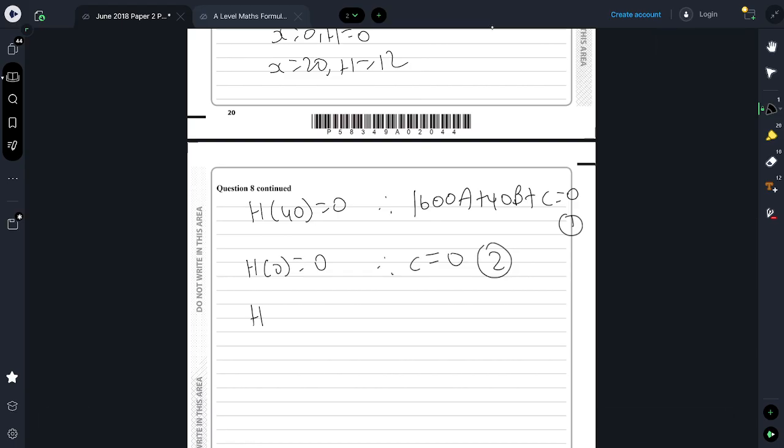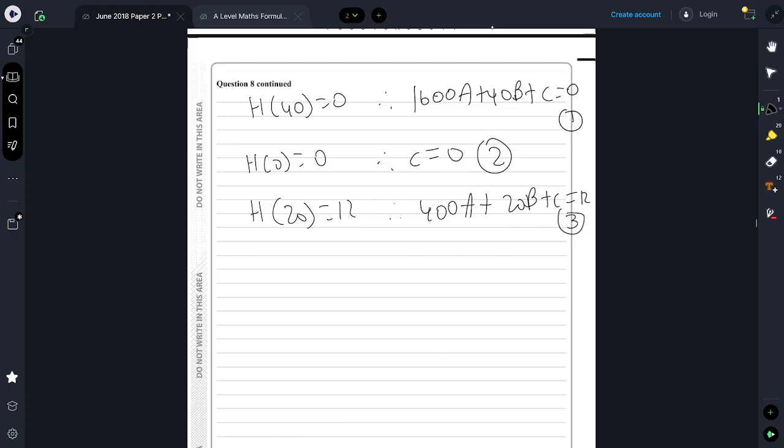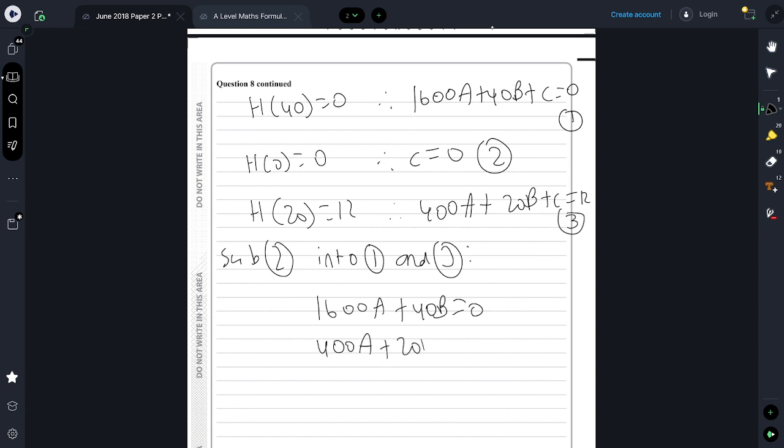That already tells us one value. And we also know that h of 20 is 12. Therefore, 20 squared, which is 400, a plus 20b plus c equals 12. Okay, and that's equation 3. But actually, we know c is 0, so sub 2 into equations 1 and 3. So we know that 1600a plus 40b equals 0. And we also know that 400a plus 20b equals 12.